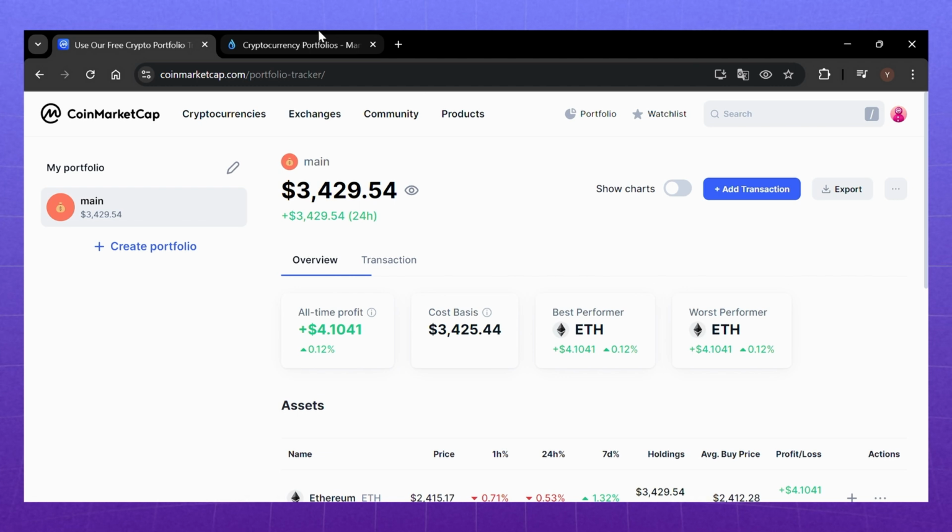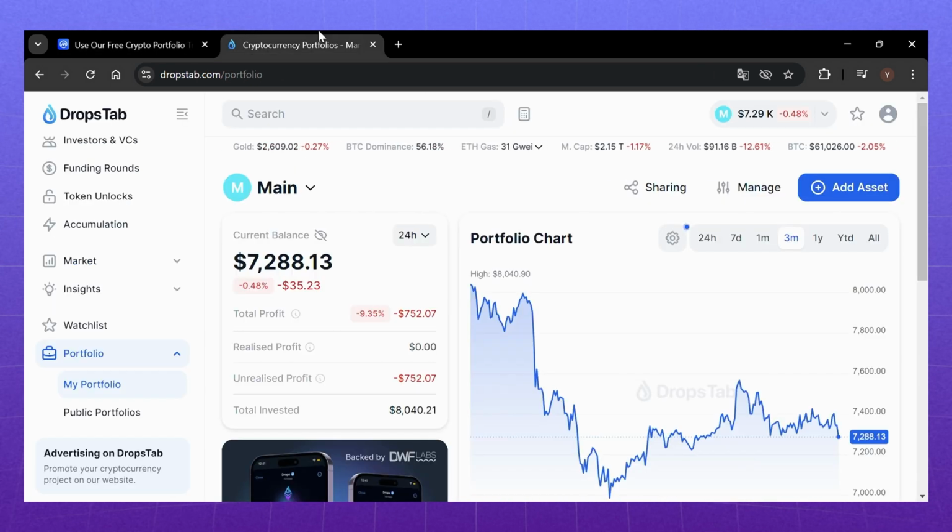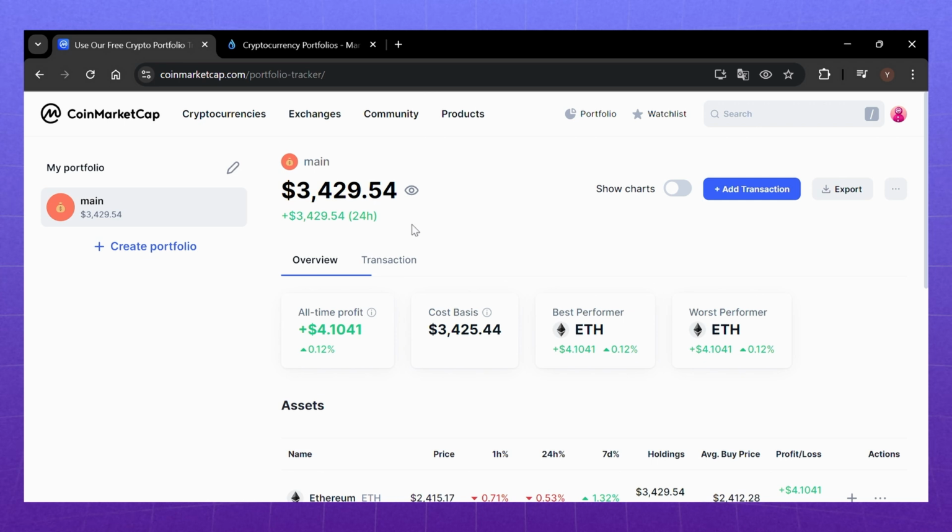To keep track of your earnings and losses, you need to record every trade: when you entered, when you closed, at what price and for how much. This can be done using automatic tools like CoinMarketCap or DropStep. These services allow you to add your portfolio and track your trades automatically, helping you manage your crypto investment efficiently.